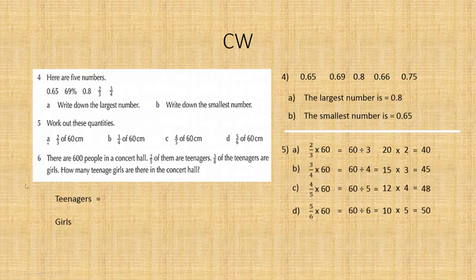Okay, let's go to question number 6. There are 600 people in a concert hall. 2 over 5 of them are teenagers. 3 over 8 of the teenagers are girls. How many teenage girls are there in the concert hall?